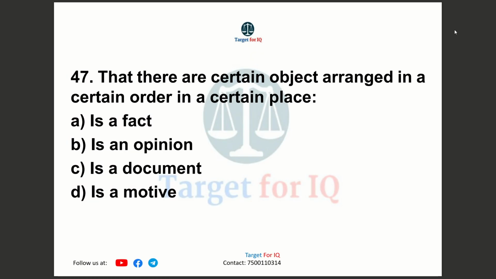Question number 47. That there are certain objects arranged in a certain order in a certain place is option A, a fact. Option B, an opinion. Option C, a document. Option D, a motive. The correct answer to question number 47 is option A, a fact.